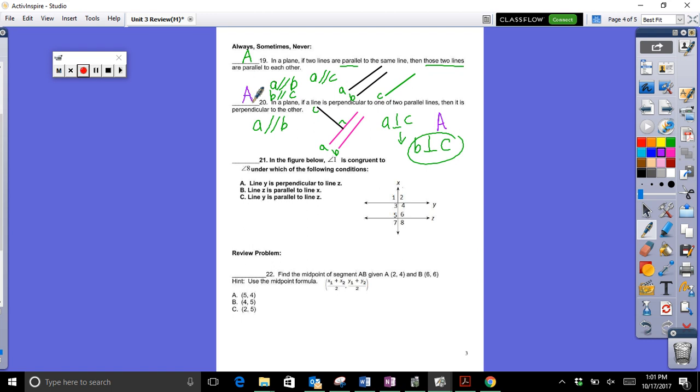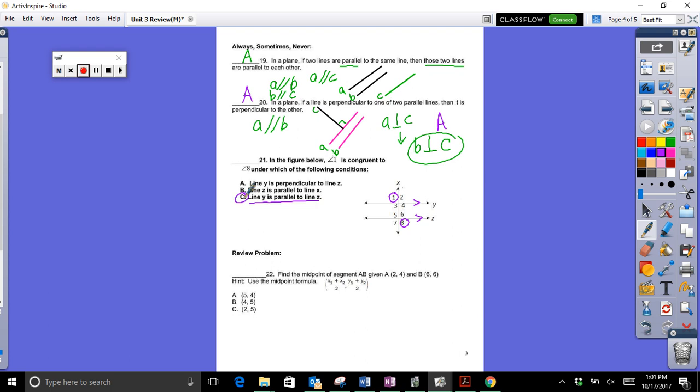Okay, number 21: in the figure below, angle 1 is congruent to angle 8 under which of the following conditions? The only way that that is true is if Y and Z are parallel. So you have to say that line Y is parallel to Z. Yep, that's it, so C.